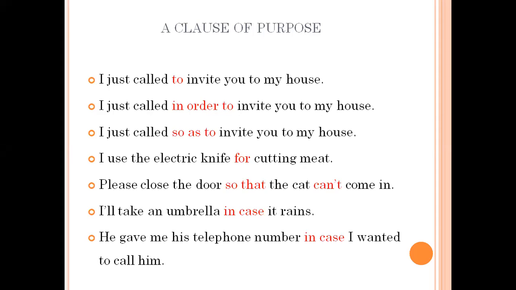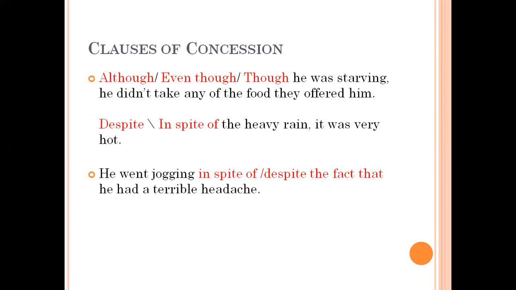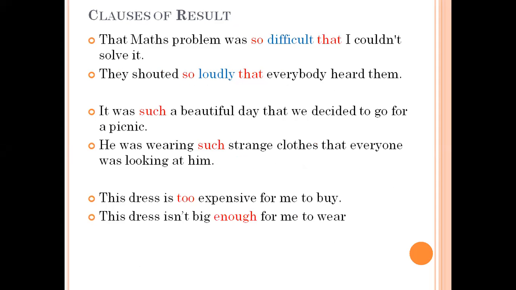Okay, now let's turn to a second type of linking words. It's called clauses of result. What do we mean by clauses of result? For example, that math problem was so difficult that I couldn't solve it.